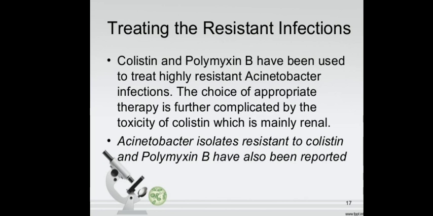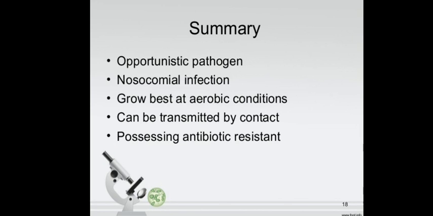So this was all about the morphology, pathogenesis, epidemiology, treatment, and the biochemical nature of Acinetobacter. In short, Acinetobacter is an opportunistic pathogen which can cause infection. Nosocomial infections are caused by Acinetobacter. They grow best in aerobic conditions and can be transmitted by contact. They possess antibiotic resistance, so the treatment is slightly difficult.